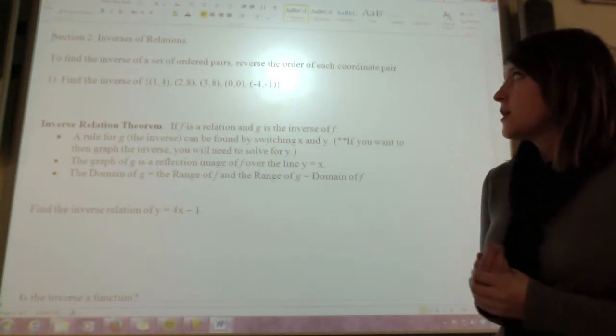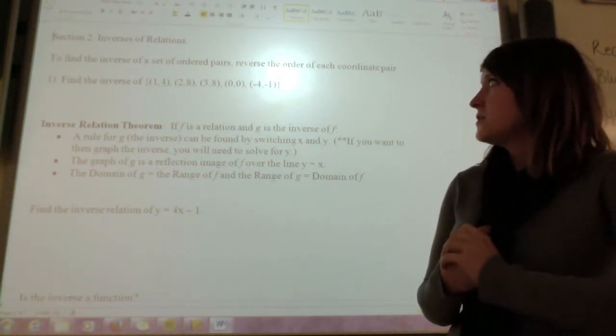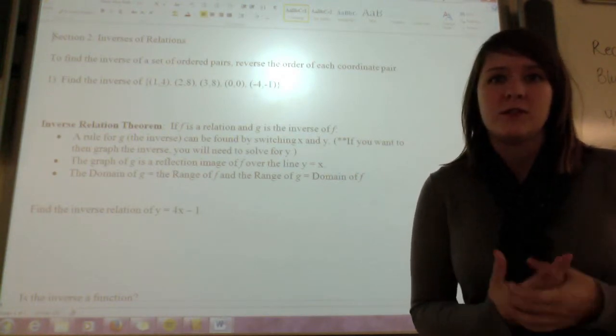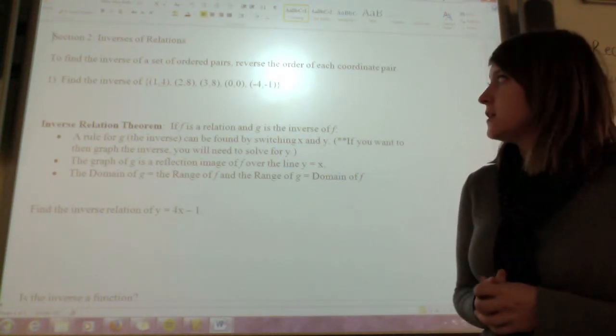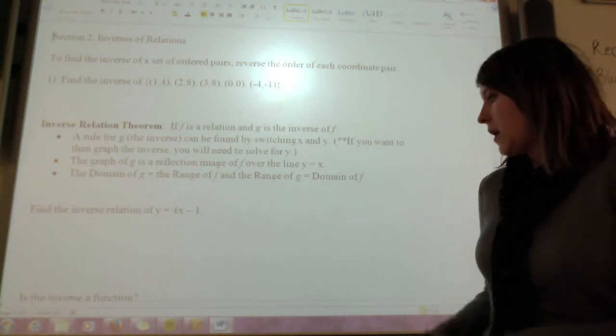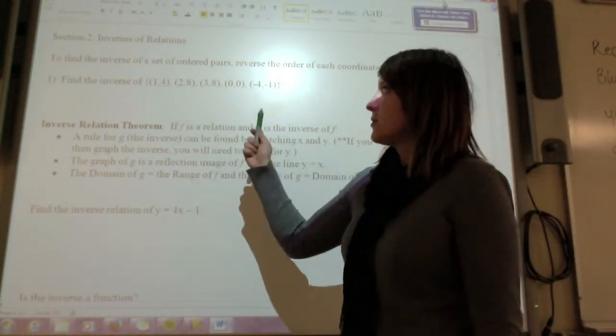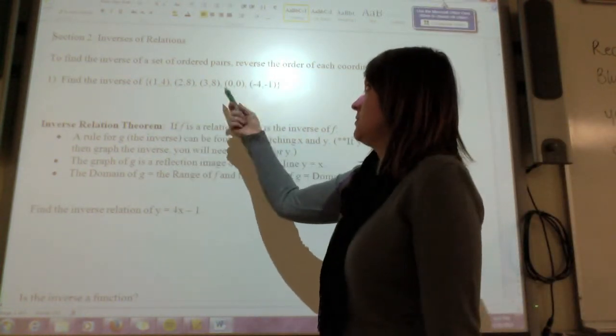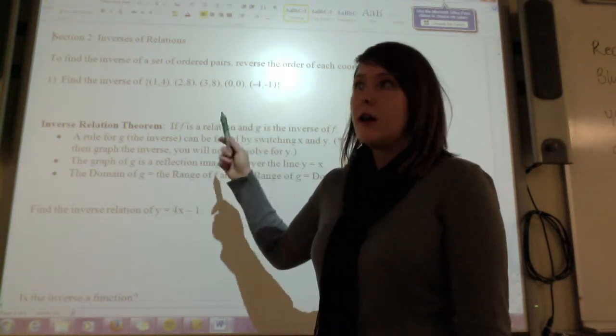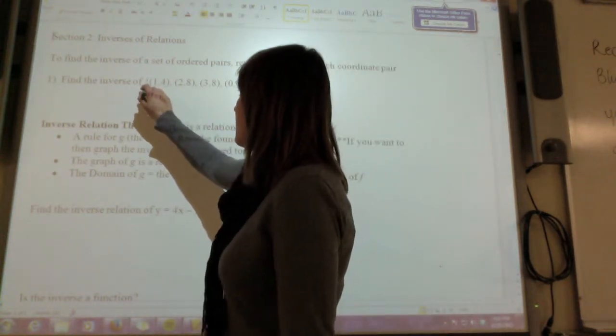So the first thing I want to talk about is if you have just a set of ordered pairs, in order to find the inverse it's actually really easy. All you have to do is reverse the order of each coordinate pair. So if I want to find the inverse of (1, 4), (2, 8), (3, 8), (0, 0), (-4, -1), all I have to do is go back through and reverse each of them.